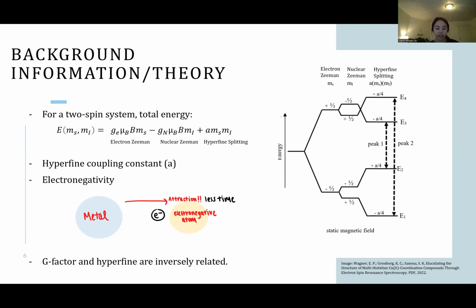So the hyperfine coupling constant represents the amount of time that an electron is spent in proximity to the metal nucleus. Similarly to the g factor, this term changes depending upon the electronegativity of atoms that are coordinated to a metal. So the higher the electronegativity of a ligand, the increased attraction that the electron will have to that ligand, and the less time that the electron will be spent in proximity to the metal nucleus. So in that case, A will decrease. Overall, the two terms, g factor and hyperfine, are inversely related. They explain the same concept, just in different ways.